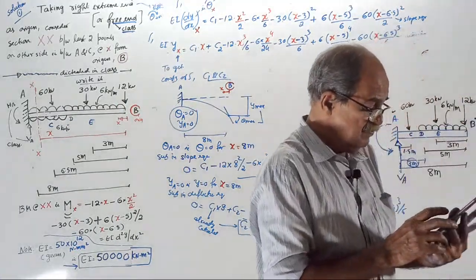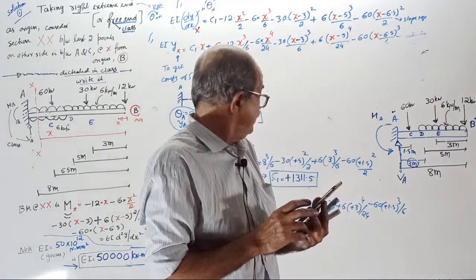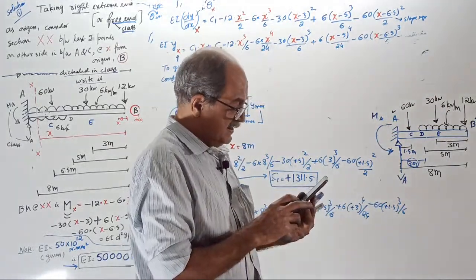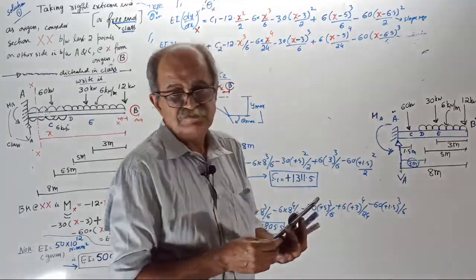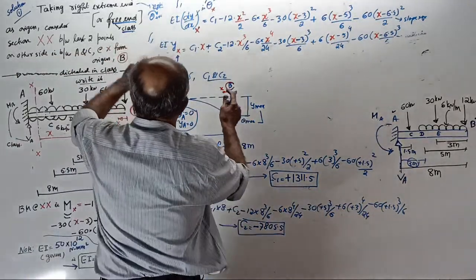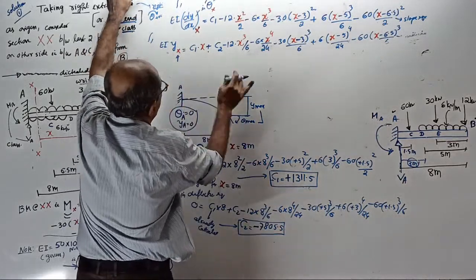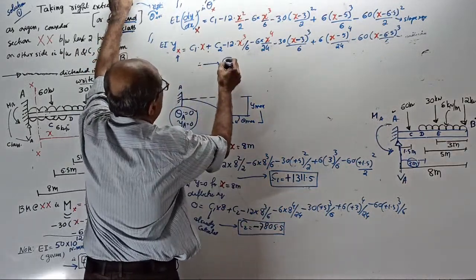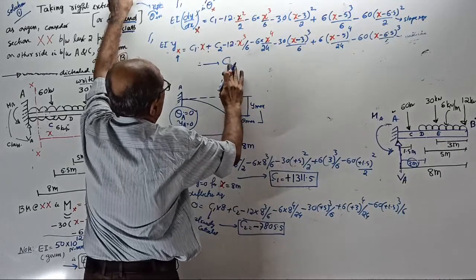Correct answer? C1 is 1311.5. Okay, correct. Minus 7805.5. Okay, correct. Done. Congratulations. So I will remove all this now. See, therefore you know the value of C1 now. I will complete the question.